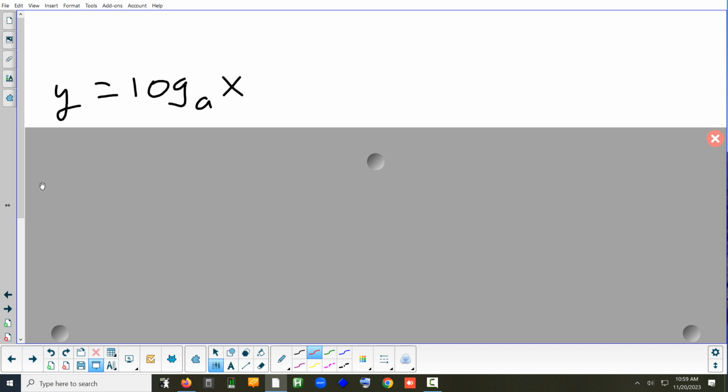Okay, so we'll talk a little bit about how you write logs. First of all, if this was lined paper, that's about what it would look like. Okay, there are no exponents in what I just wrote. The A is a subscript, that would be below the line. The Y, the equals, the log, and the X, those are all right on the line. If you had an exponent, it would be up there like that.